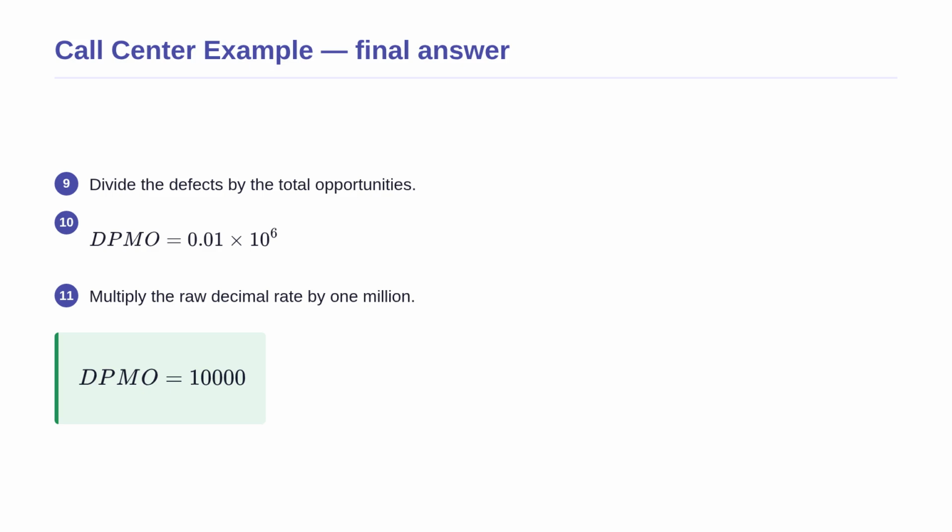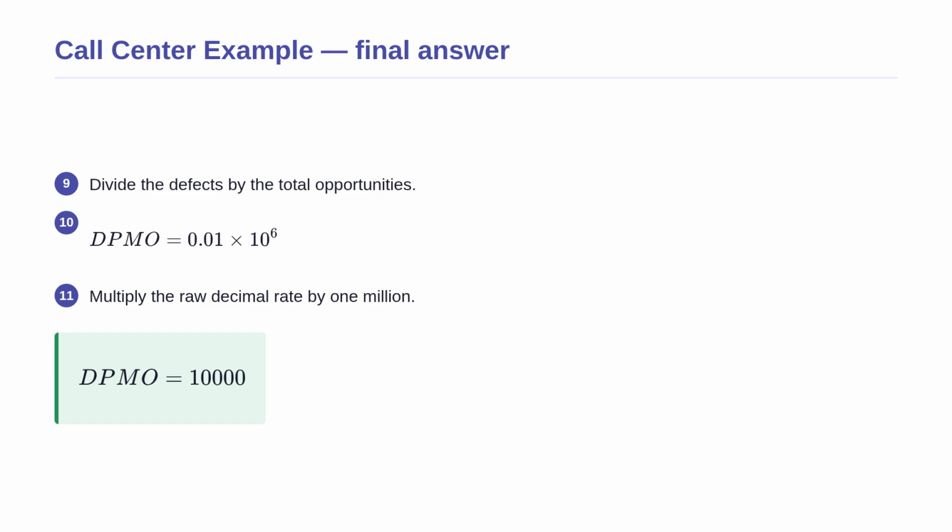Let us finish the calculation to find our final metric. We divide the 15 defects by the 1,500 total opportunities, which gives us a raw decimal rate of 0.01. Finally, we multiply this decimal by 1 million. This gives us a final result of 10,000 defects per million opportunities.